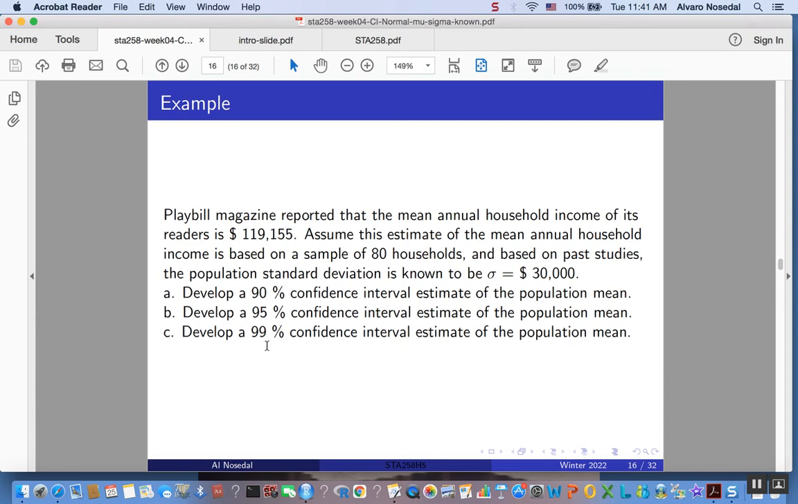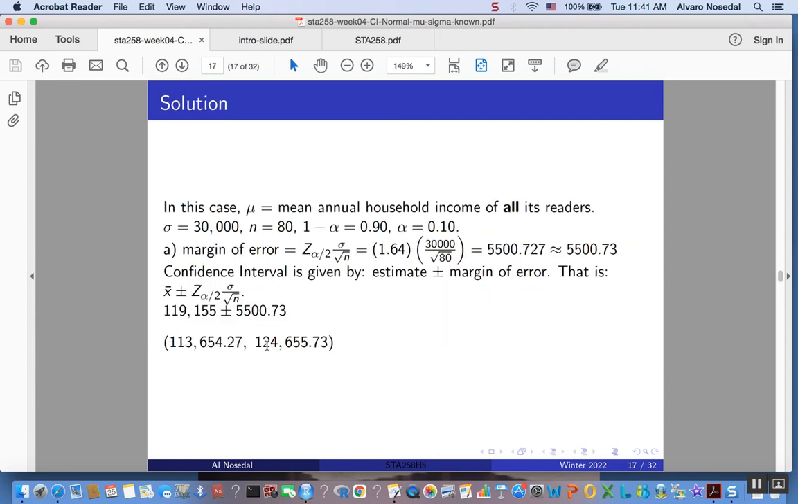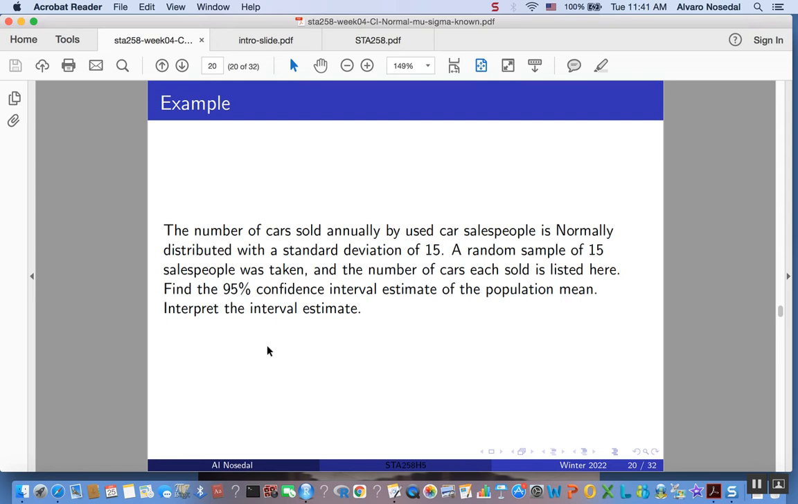So now, and the solution will be there, okay? So just give it a shot, try it on your own, and then check your work, okay? So let's do one more. Let's do another example. This one, same conditions, right?